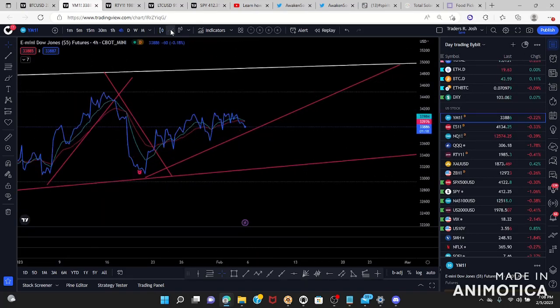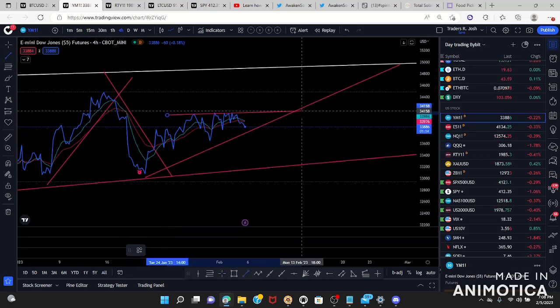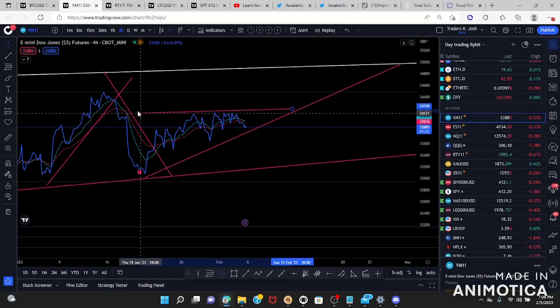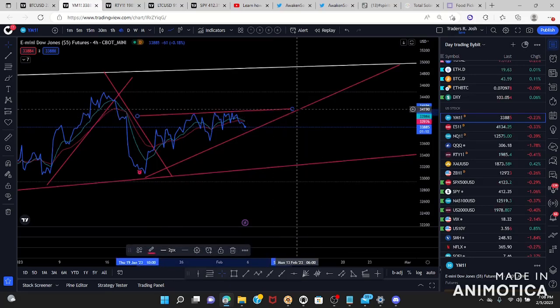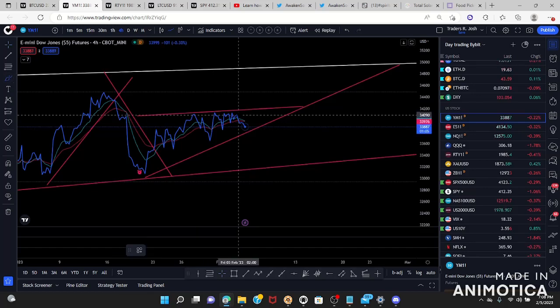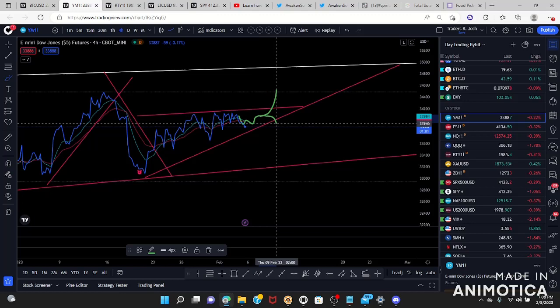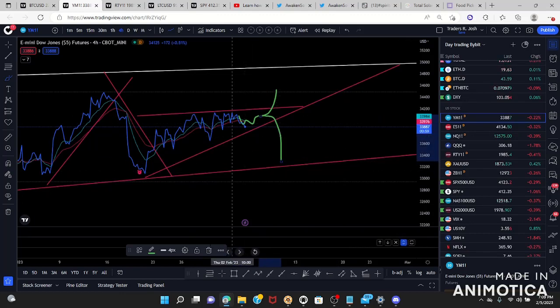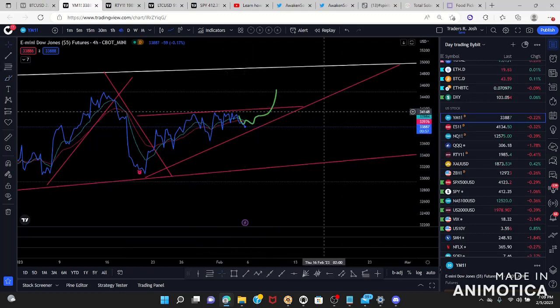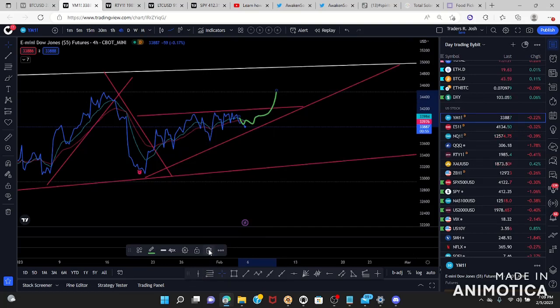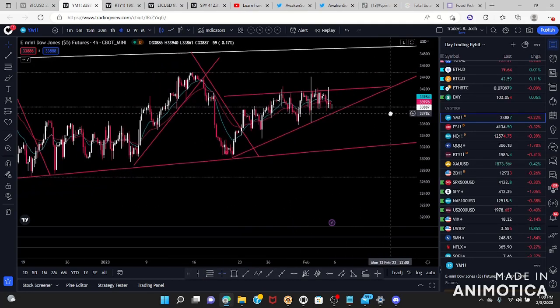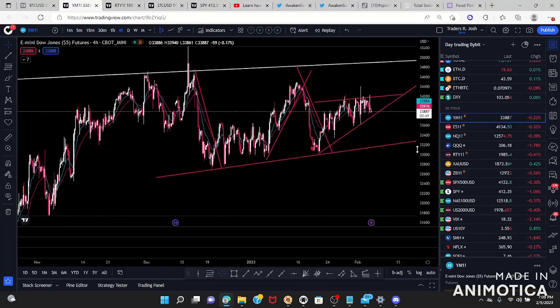Let's go back to our lines here. Just create a line here. Coiling up in this wedge. So this is pretty much what's going to happen. It's going to continue and go up, or it's going to continue and come down. You just got to go with the flow, set your alarms, and just play the game every day. So that's what I'm looking at right now.